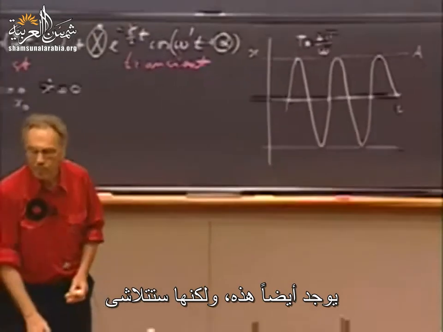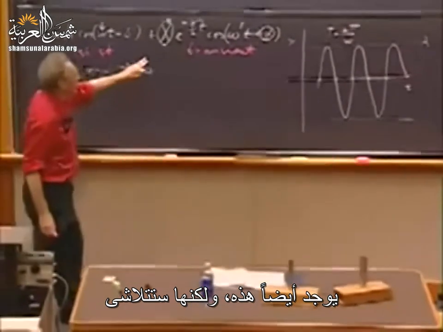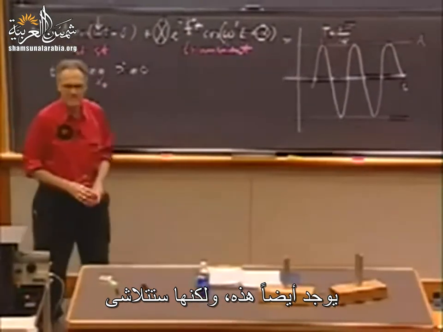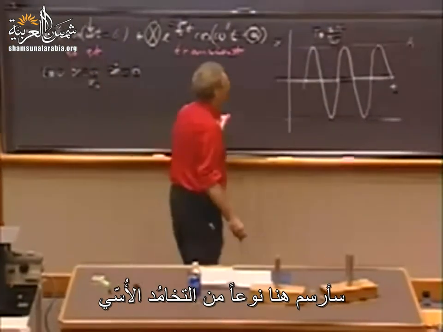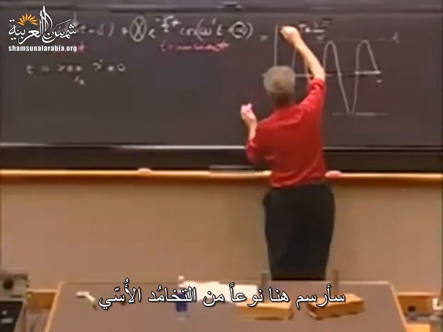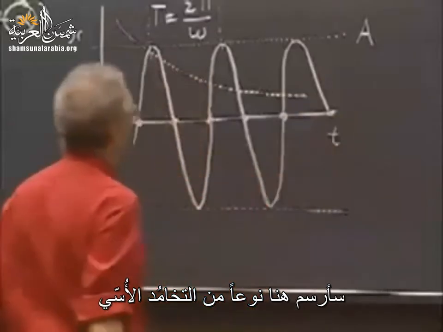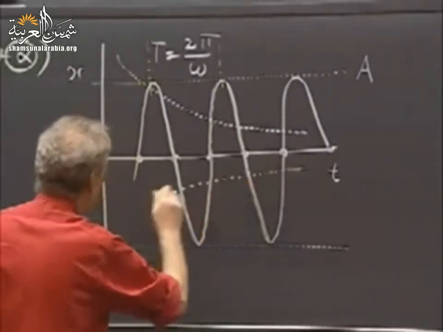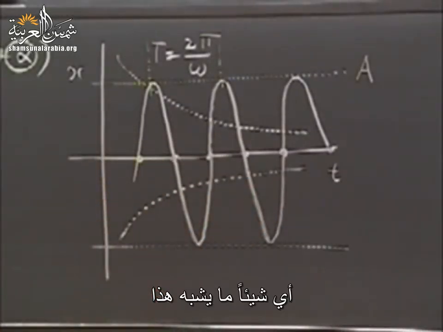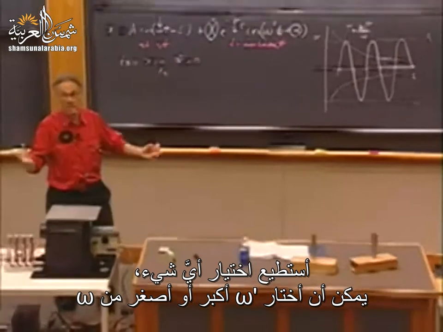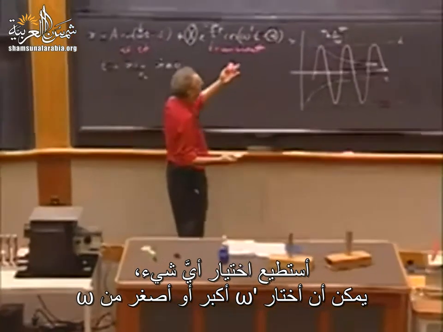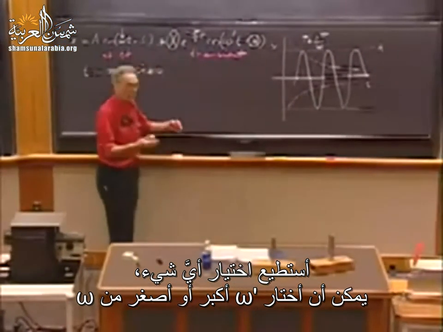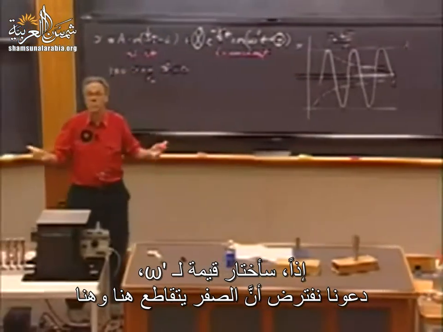However, there is also this one, but this one dies out. So I will now put in some kind of exponential decay, something like this. It has its own frequency, omega prime. I can choose anything. I can make omega larger, omega prime larger than omega. I can make it smaller. So I just pick one.